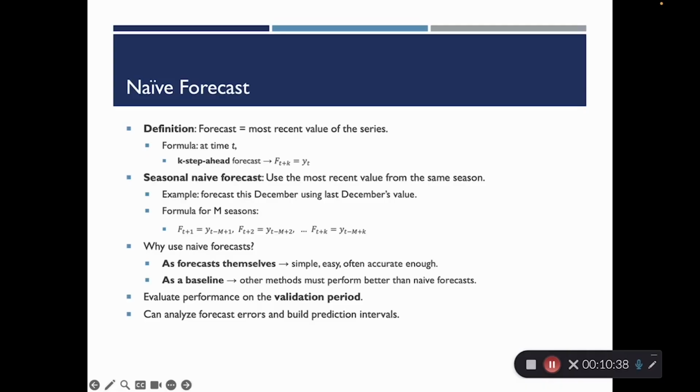And the second reason, just as important as the first one, is that they serve as a baseline. Whenever we evaluate a more complex forecasting method, we should compare it against naive forecasts. So it's our baseline forecasting method. If the more advanced method does not clearly improve on the naive one, then it may not be worth that extra work, right? So just like other forecasts, we evaluate naive forecasts in the validation period, check the errors, and also create the prediction intervals, which we're going to talk about.